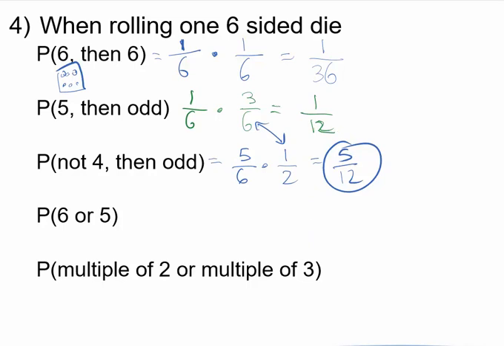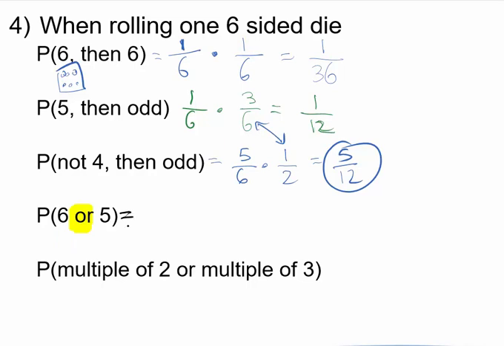Okay, throwing a sneaky one in here. We'll see if you catch it. Probability of a 6 or a 5. Now we have to be careful here. We talked about how with OR problems before, we do not multiply. These are the ones where we're going to add and subtract the overlap if there is any.